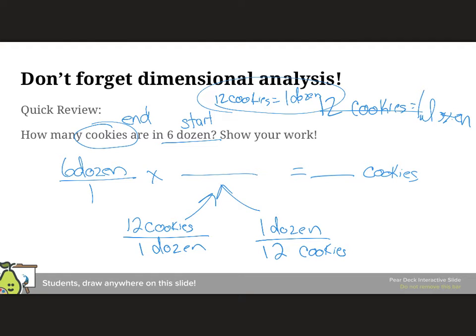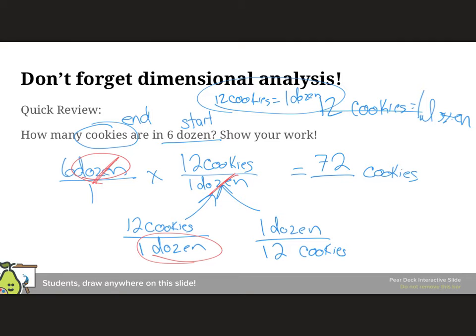So since I'm starting with dozen here, I'm going to want dozen on the bottom. So I'm going to put this first one I wrote in, so 12 cookies are equivalent to 1 dozen. And what that's going to allow me to do is cancel out the dozens, because whenever something's on the top and the bottom, in math, you're able to cancel it out. So I just take the 6 times the 12 and get my answer of 72 cookies.